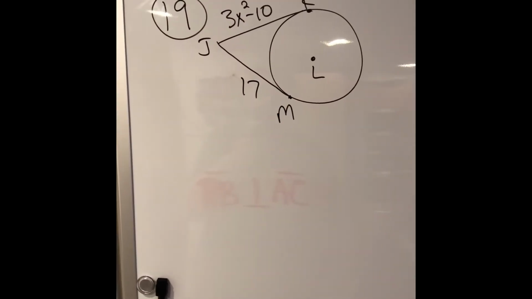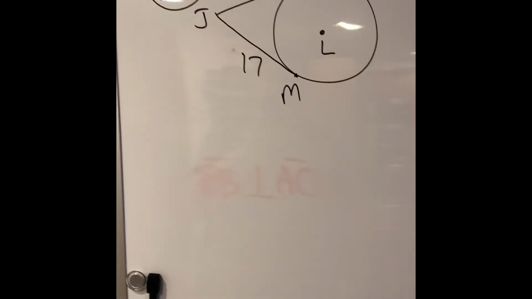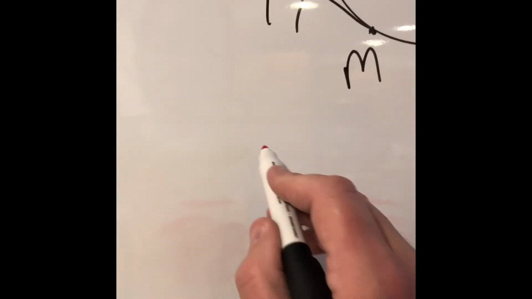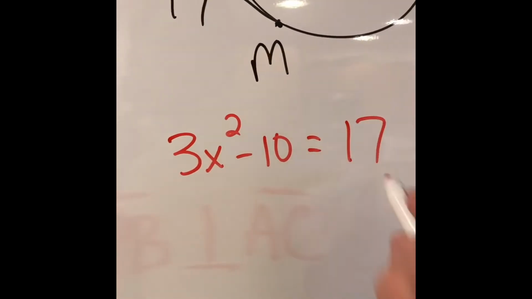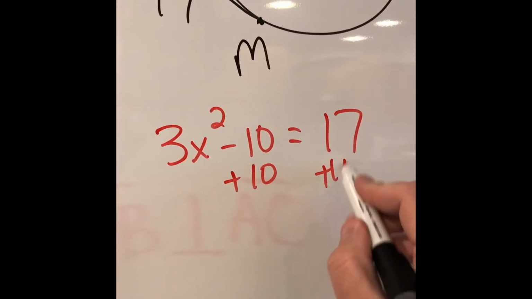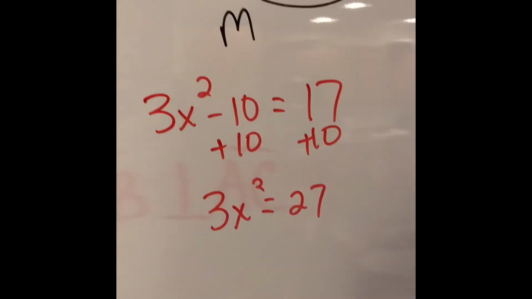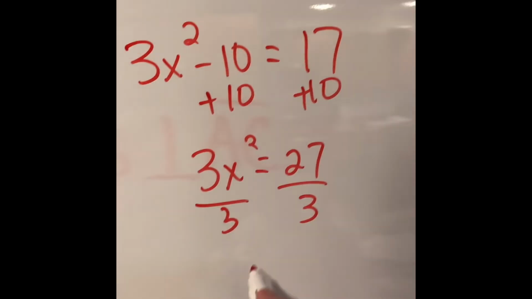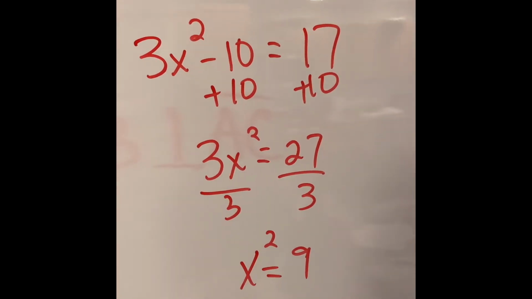Okay? That brings us over now to the two-tangent theorem. If you remember what we talked about with the two-tangent theorem a little bit earlier, we're going to set these equal to each other. So JK and JM here are equal. So this is going to be 3x squared minus 10 equals 17. Add 10 to both sides. 3x squared equals 27. Now we divide both sides by 3. X squared equals 9.